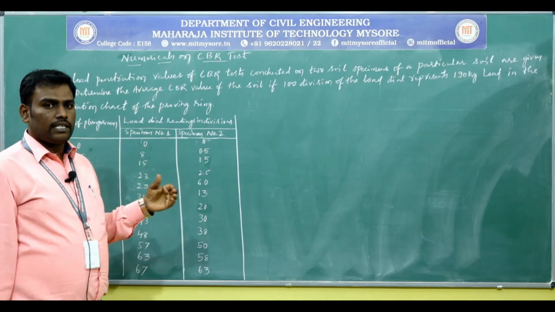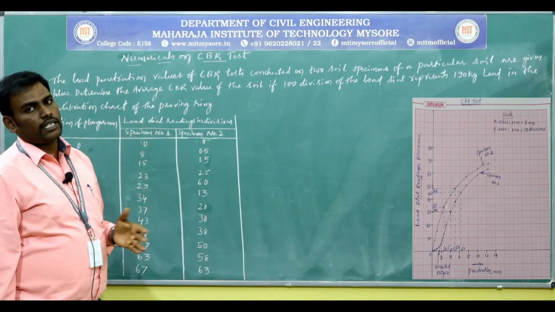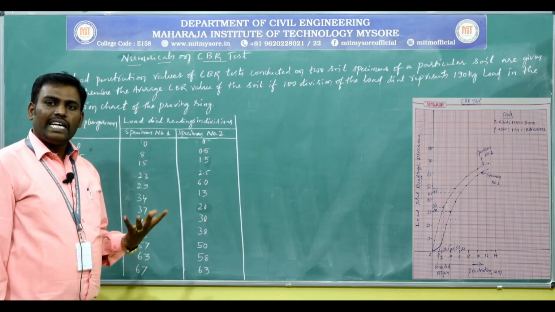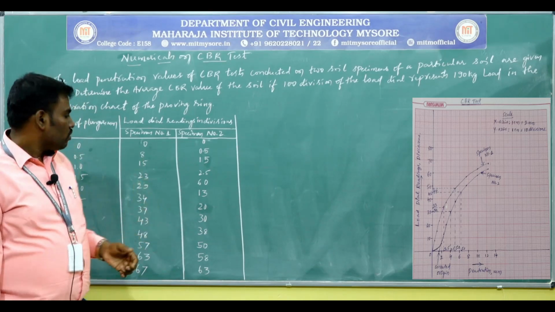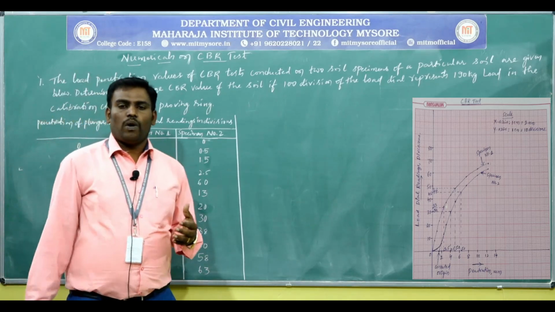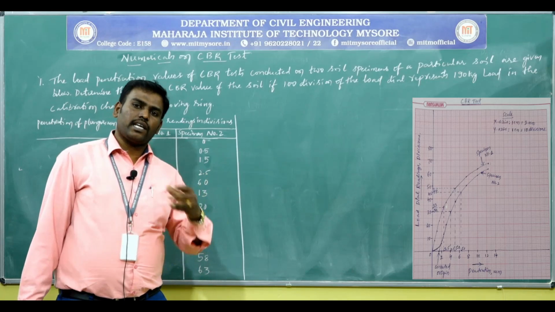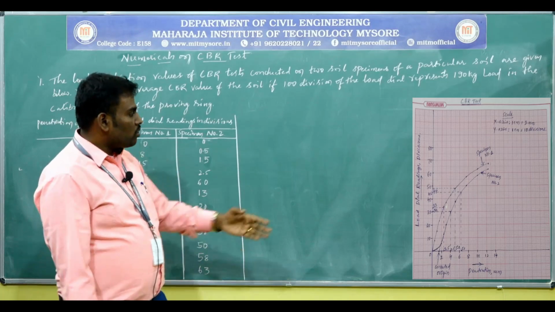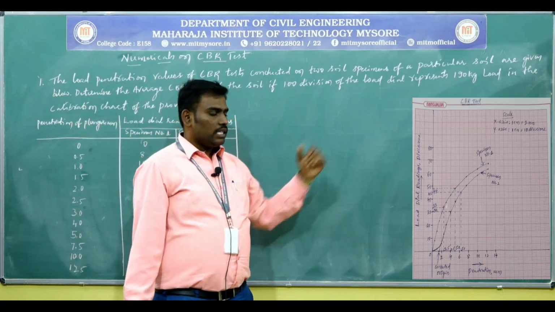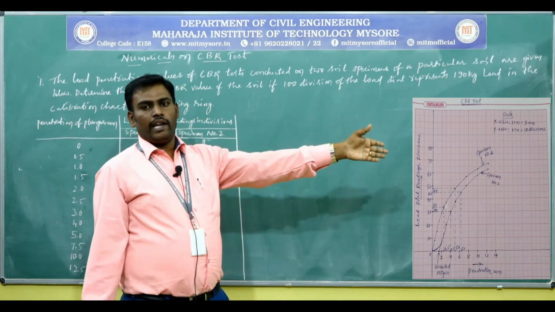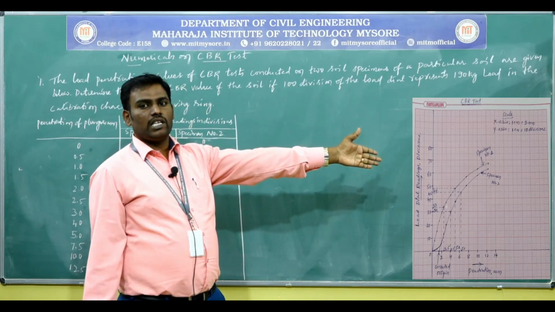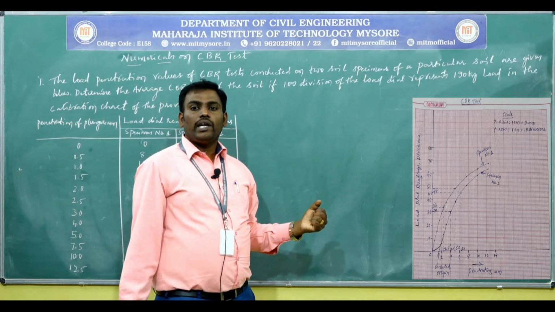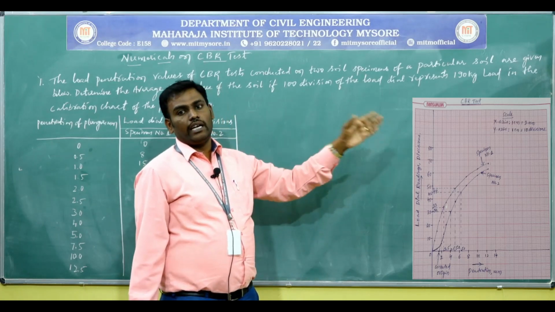In the x-axis there is the penetration of the plunger in mm, and in the y-axis the load dial readings in terms of divisions. First take a scale of 1 centimeter equal to 2 mm in the x-axis, and in the y-axis 1 centimeter equal to 10 divisions. As you see from the graph, here you have an x-axis, the penetration of the plunger in mm, 1 centimeter equal to 2 mm, and the y-axis is load dial readings in divisions, 1 centimeter equal to 10 divisions.